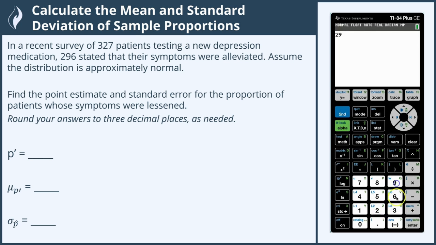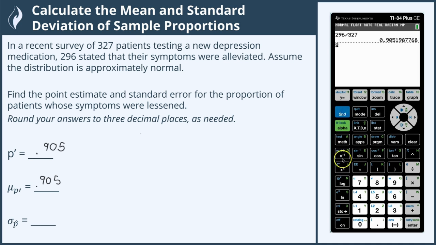Using the TI-84, we'll enter in 296 divided by 327. Notice this is going to give us a big long decimal. Since we are told to round to 3 decimal places, we'll take a look at the 4th decimal place over, 0.9051. That 1 does not bump the 5 in the 3rd decimal place up, making our solution for p hat 0.905. This is the same value as the average. They are identical, 0.905.